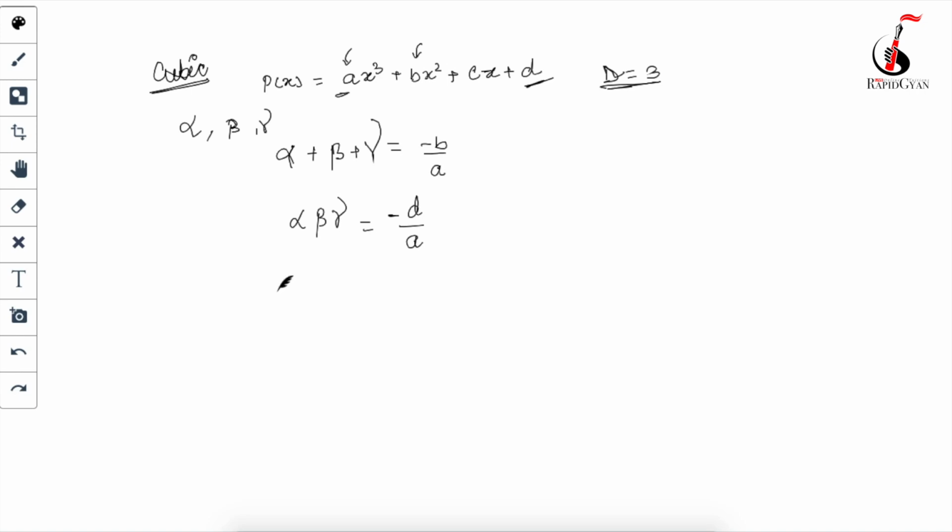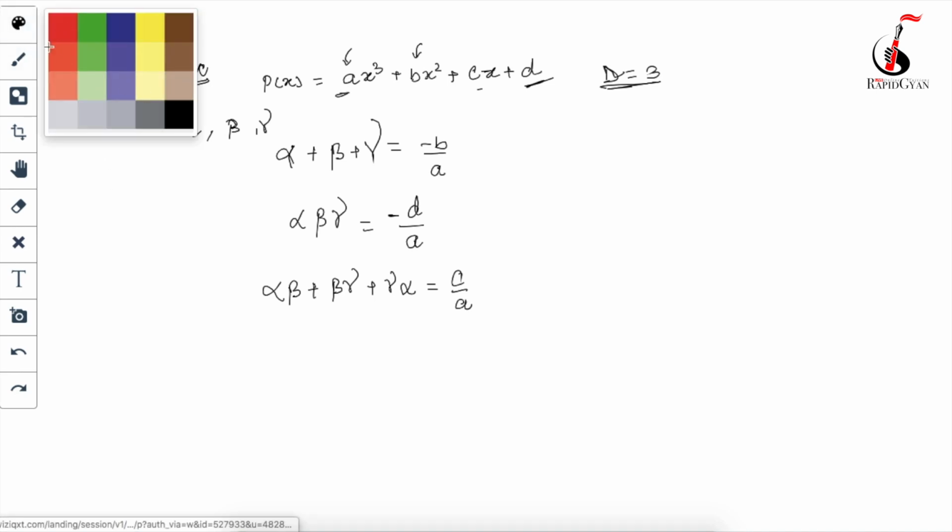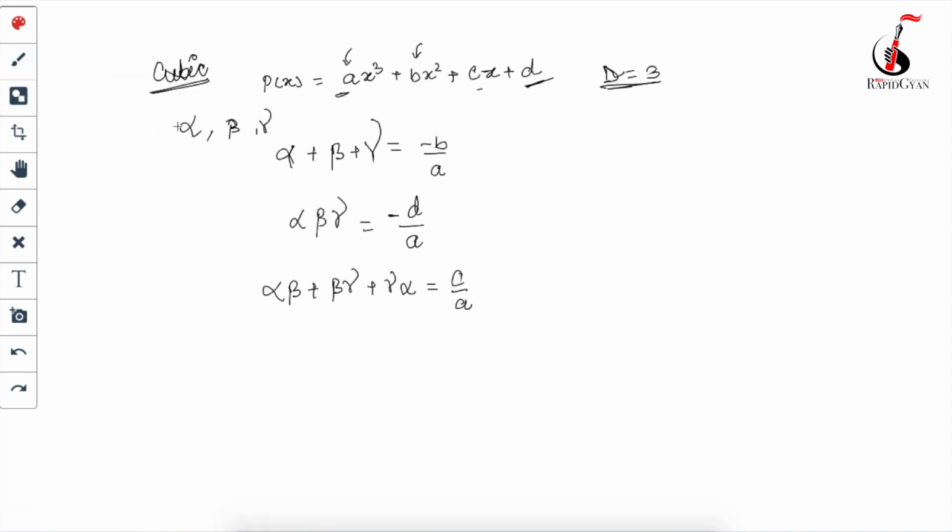And there is one more relation: alpha beta plus beta gamma plus gamma alpha is equal to c upon a. C upon a means the coefficient of x divided by the coefficient of x cube. So these are the three relationships between the coefficients and the roots of the polynomial, or you can say the zeros of the polynomial.